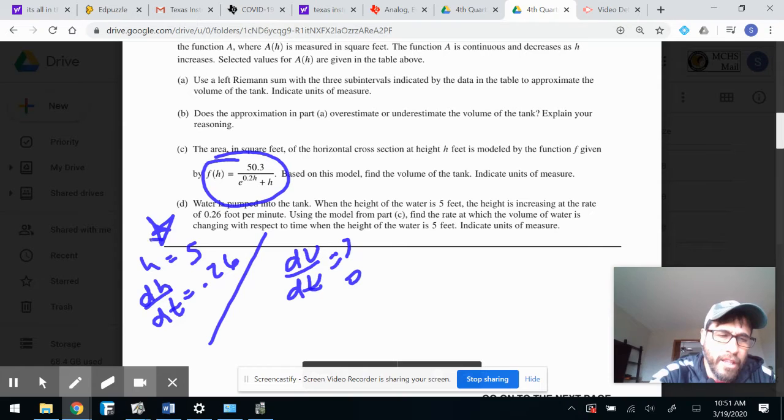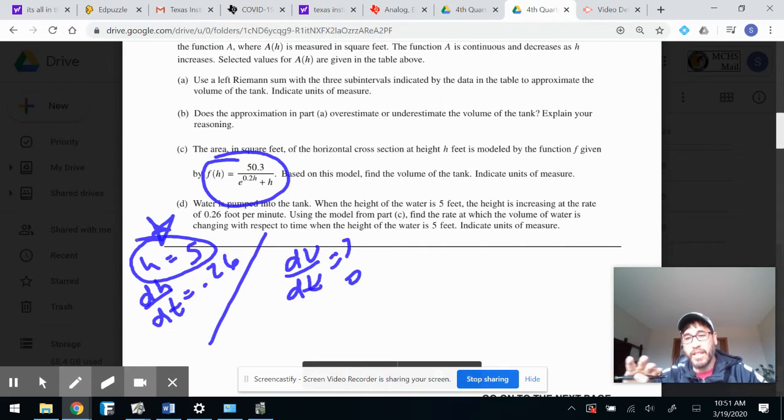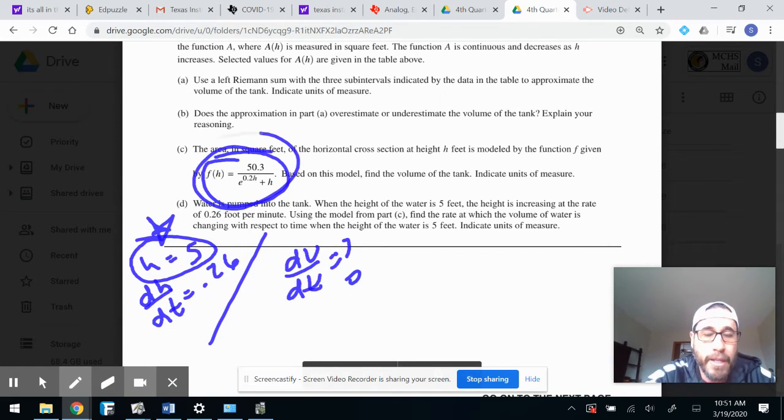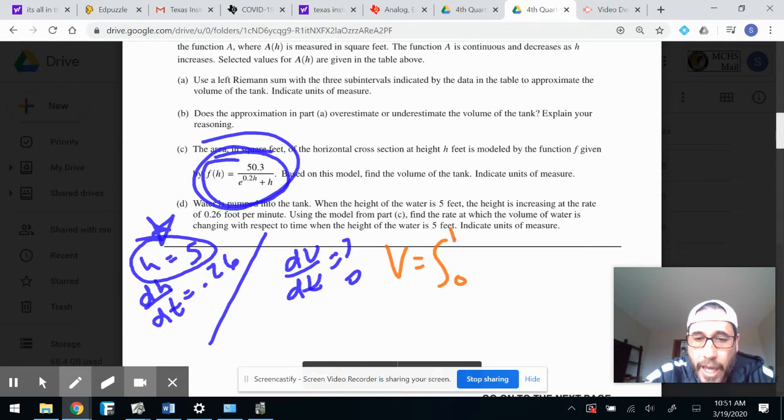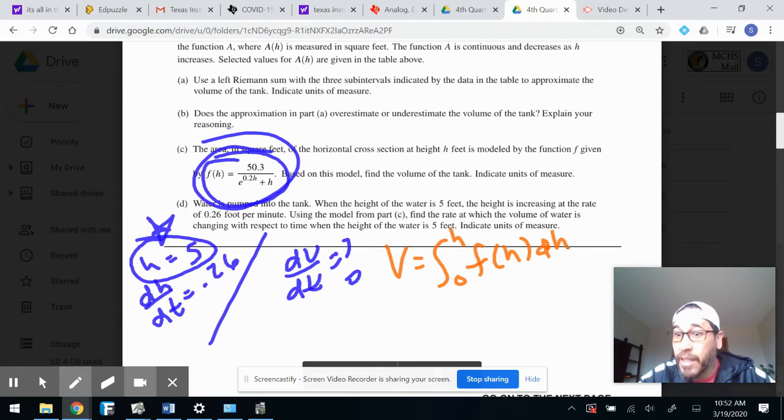So we would star that little h equals 5, because you're not allowed to use that until after you find the derivative. Remember, always find the derivative. Let's get focused, because this one's probably worth 3 points. So it says to use this up here. I could create a little problem here. I've got that volume is equal to that up there, but it's from 0 to h, because we don't know what the time is: the integral of f of h dh. So it says to find the rate that the volume of the water is changing, and I can plug in a 5 after I find the derivative.